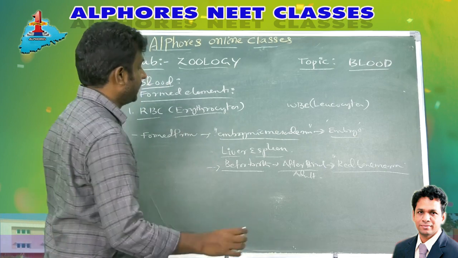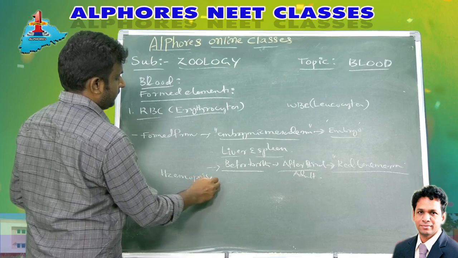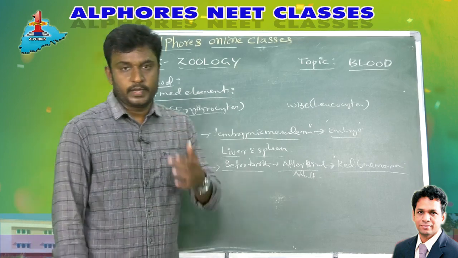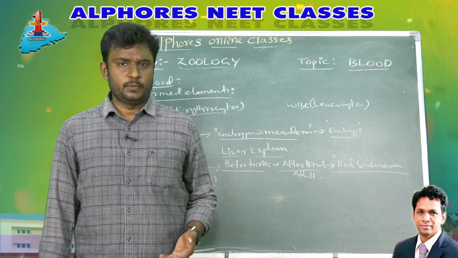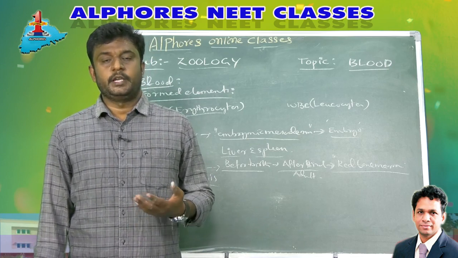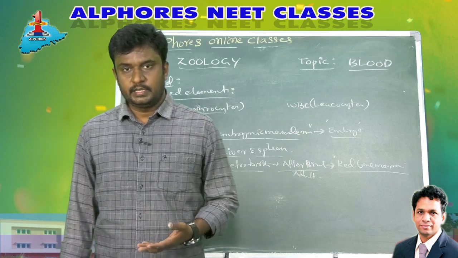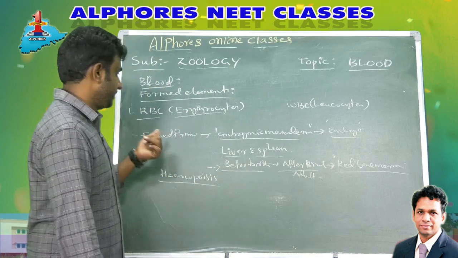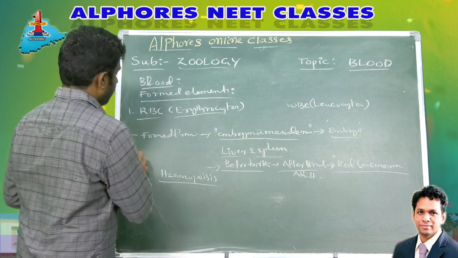Then the production of blood cells is called hemopoiesis. Production of blood cells like RBC, erythropoiesis; WBC, leukopoiesis. The production of WBC is called leukopoiesis. Production of RBC is called erythropoiesis. So first we move on to the RBC, the first type of formed elements.